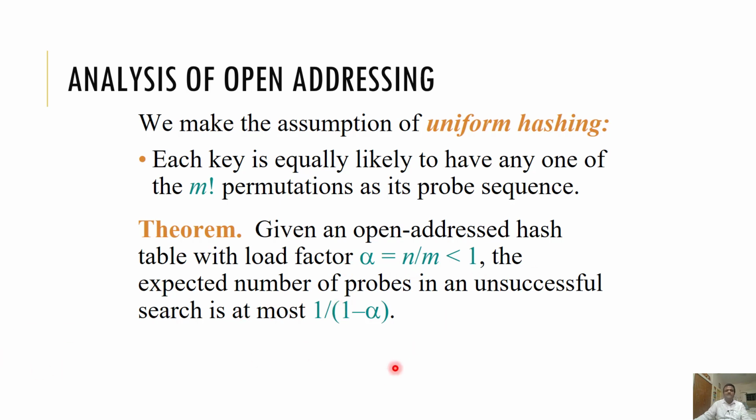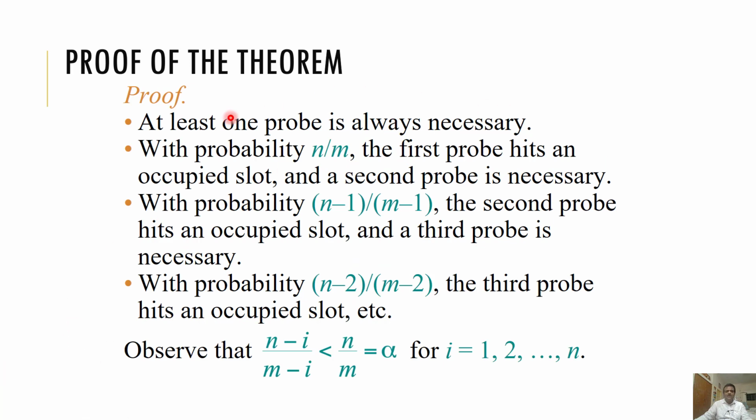Now the expected number of probes for an unsuccessful search is this. What do we mean by an unsuccessful search? We are searching for a key which is not in the table, not in the records. For that we need to do this number of probes. So how do we prove that? To prove that we will use probability theory. If we are searching for a key which is not there, then one first probe is required. That is necessary, and then we go for the next probe if the first hits an occupied slot.